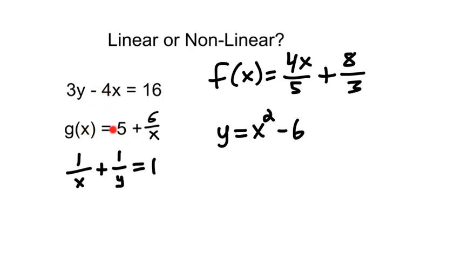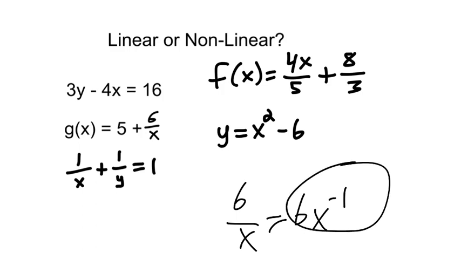This is a function that's nonlinear, okay, because even though it looks like x is the first power, when x is in the bottom of a fraction, like 6 over x, that's the same thing as 6x to the negative first. So that's not to the first power, that's to the negative first power. So this guy is not linear. Same thing with these guys. That's x to the negative first, that's y to the negative first.